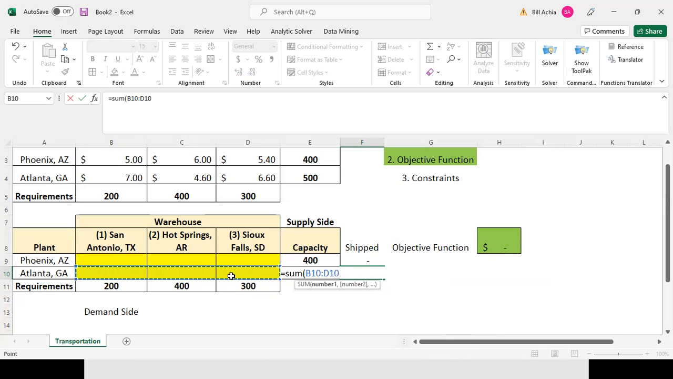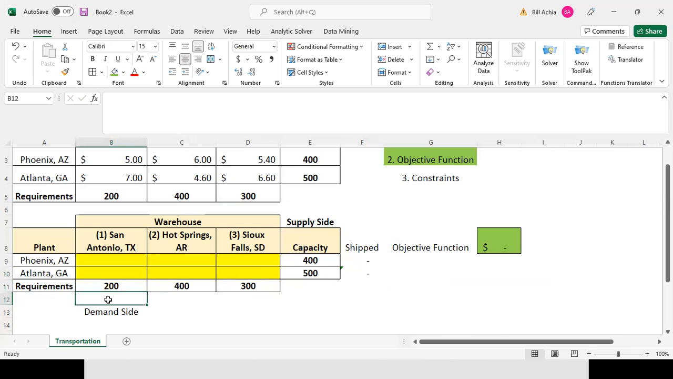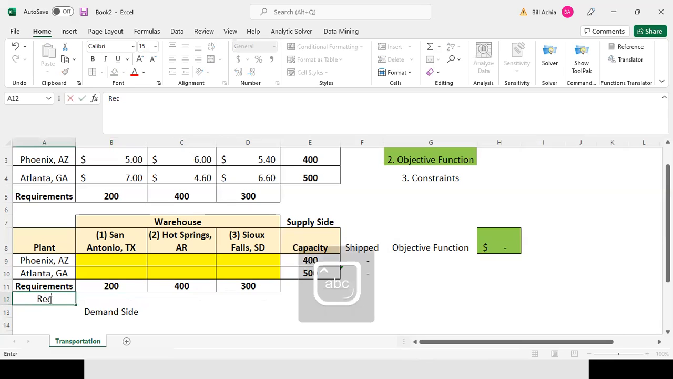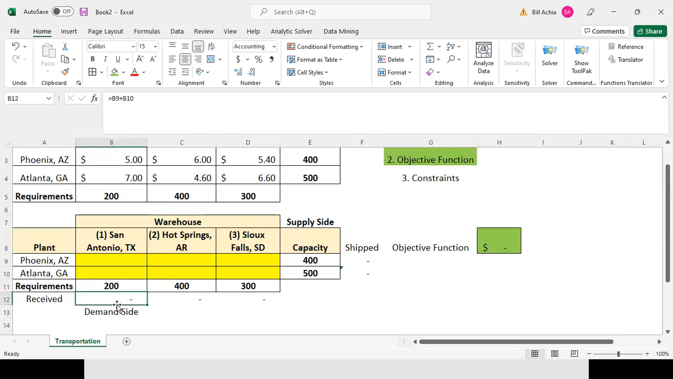So sum those up. Okay, now coming to the demand side, I'll also have to ask myself, what's the total amount that's going to be received into San Antonio? And that'll be a function of what was shipped out of Phoenix plus what was shipped out of Atlanta to San Antonio. Okay, and drag this formula across. So now we have formulas for our amounts shipped and our amounts received. Okay. All right. Now we can go into Solver and try and solve this, which is the easy part.